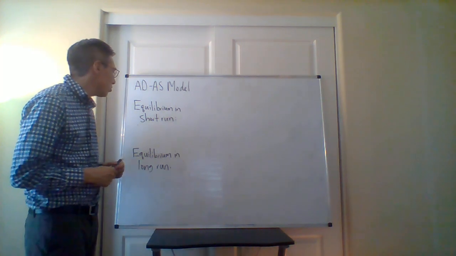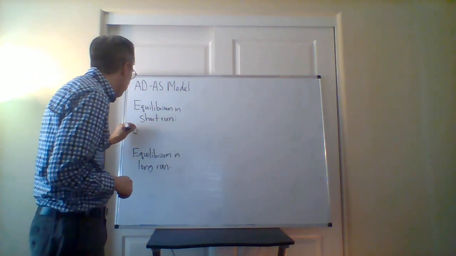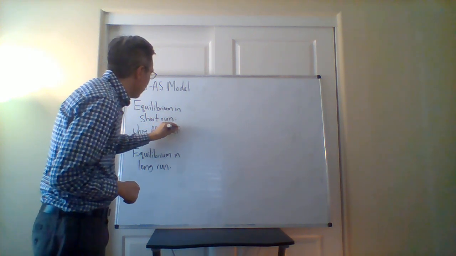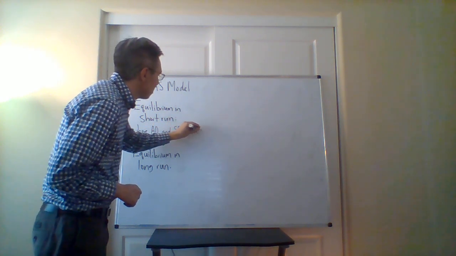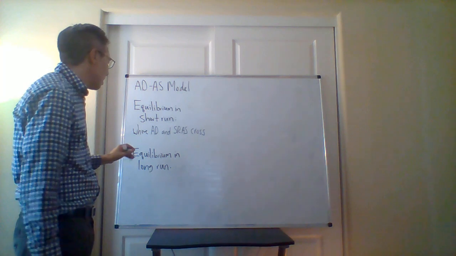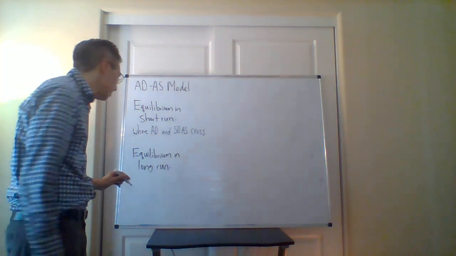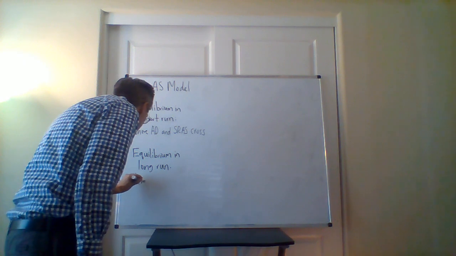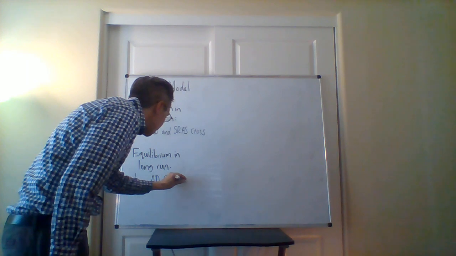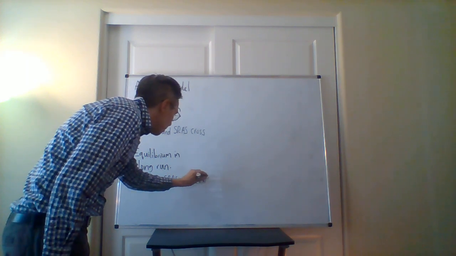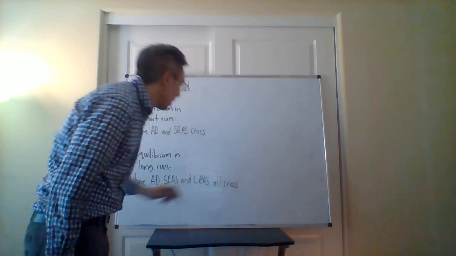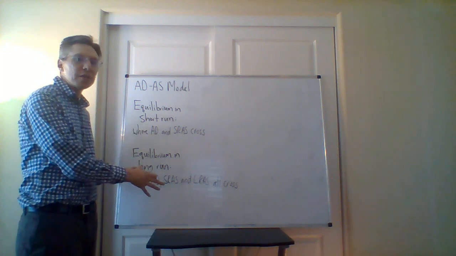Okay, so the equilibrium in the short run is basically where the aggregate demand and short-run aggregate supply cross each other. The intersection between these two curves. Now, what about the equilibrium in the long run? This one, again, is an intersection. It's where the aggregate demand, short-run aggregate supply, and long-run aggregate supply all cross. So it's the intersection point of all three curves.